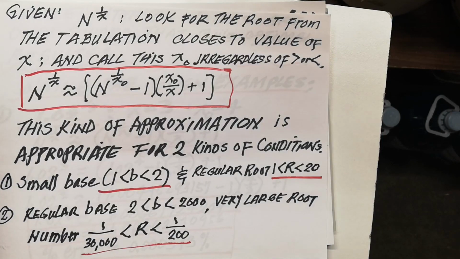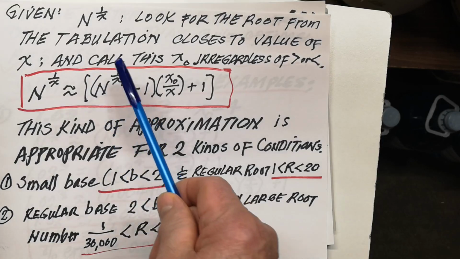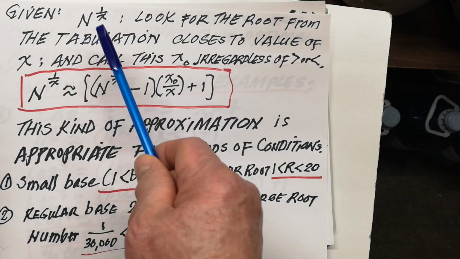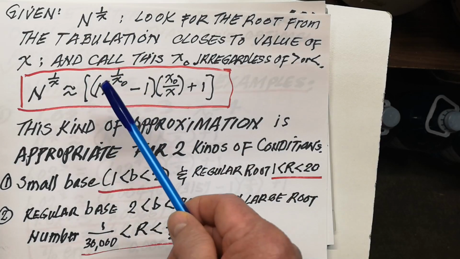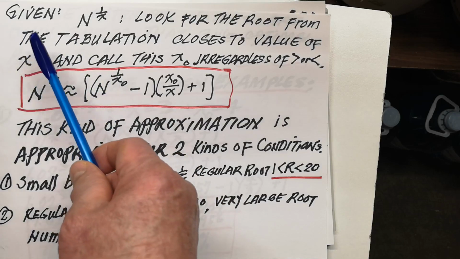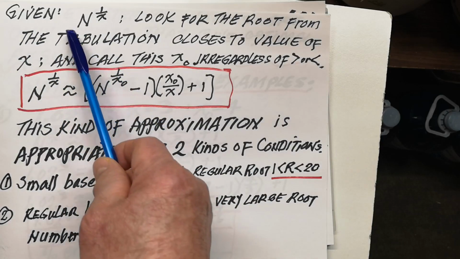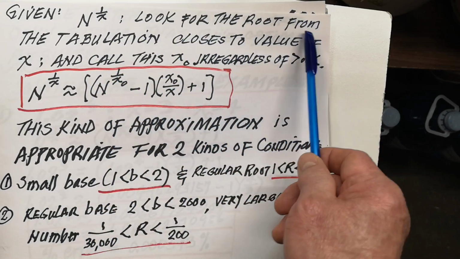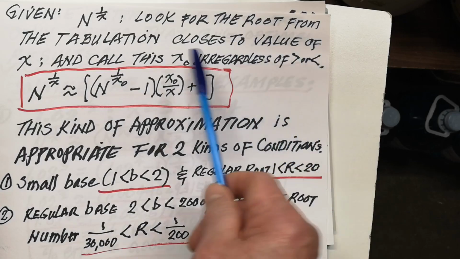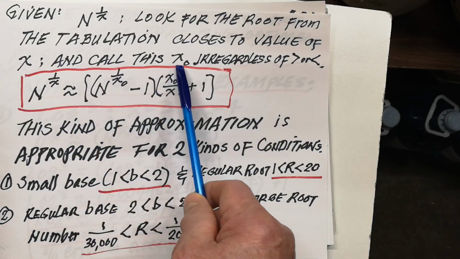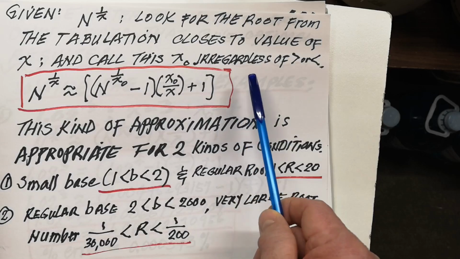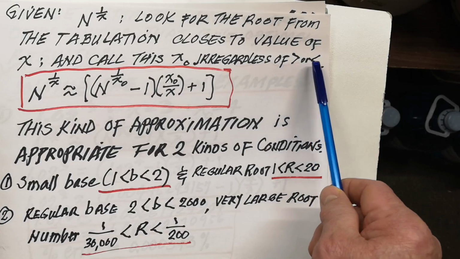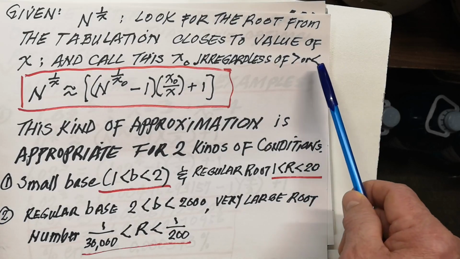The method used in this video is not the 12 times multiply and equal method. This is another method. Given n raised to the 1 over x, look for the root from the tabulation closest to the value of x and call this x sub 0, regardless of whether it's greater or less than the number.